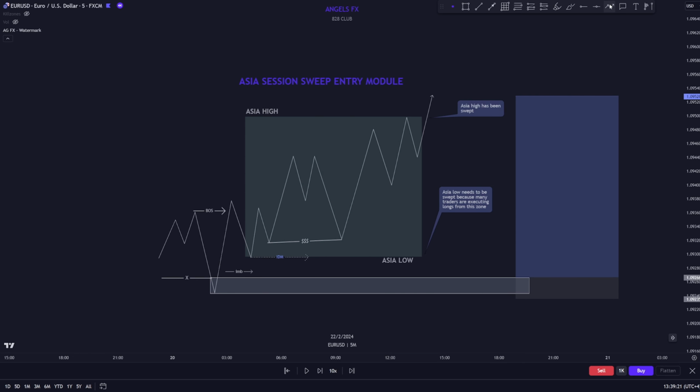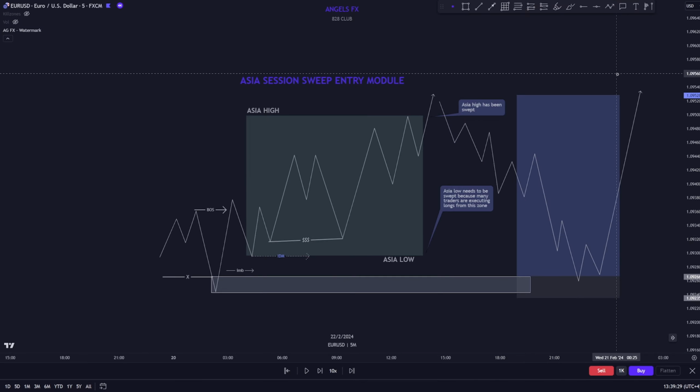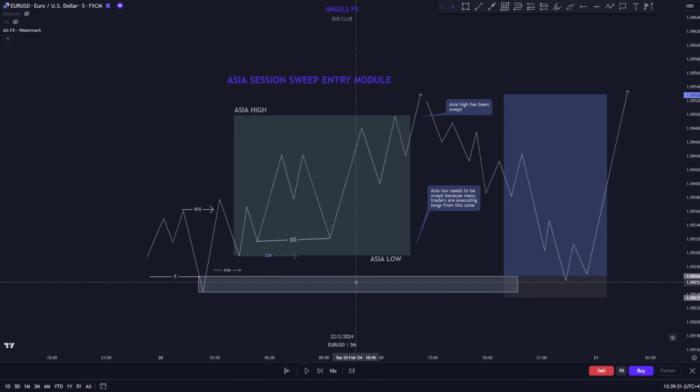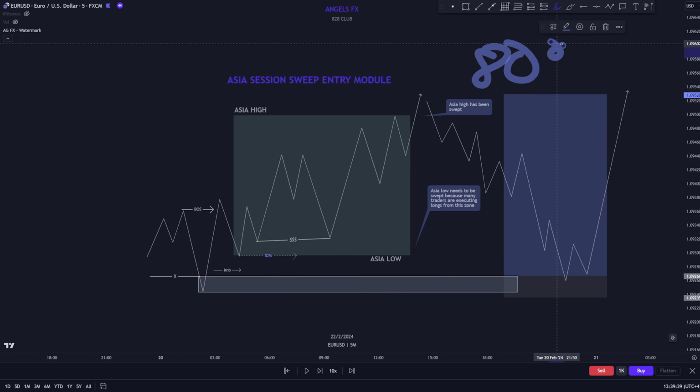So what price will make it, you know, something like this. We get some reactions and boom, okay, something like this. Always, bro, it always sweeps the Asia low once it sweeps the Asia high, okay? If not 100% of the time, 80% of the time it happens, okay, every day.